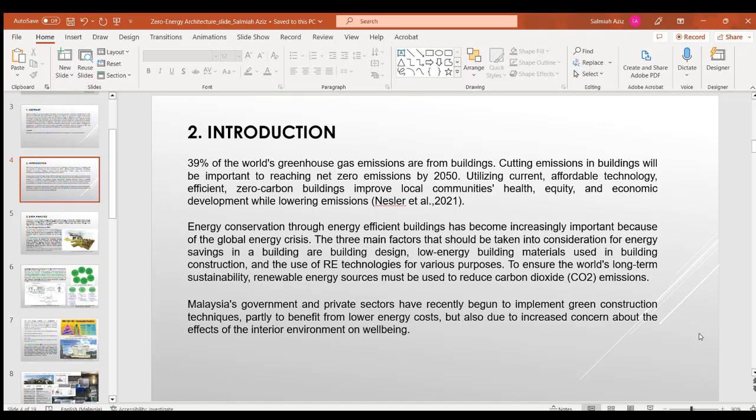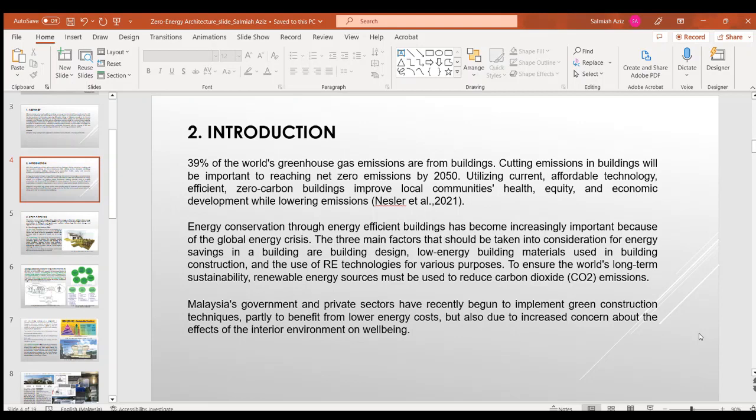Energy conservation through energy efficient building has become increasingly important because of the global energy crisis. The three main factors that should be taken into consideration for energy savings in a building are building design, low energy building materials used in building construction, and the use of renewable energy technologies for various purposes.